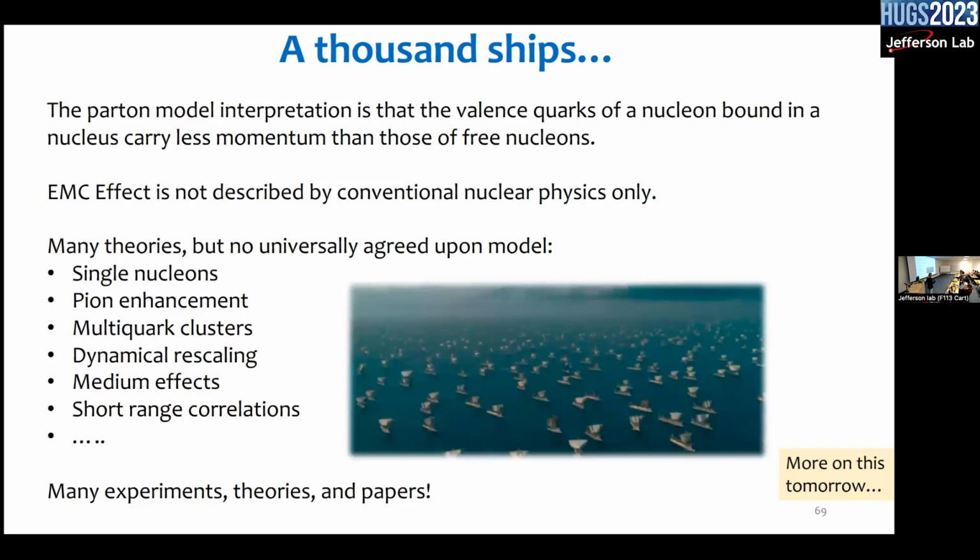The broad interpretation of this, that I don't think people disagree on, is that the parton model interpretation is that the valence quarks of a nucleon in a bound nucleon carry less momentum than those in a free nucleon. But the question is why? Nobody knows why. The EMC effect can't really be described with just conventional nuclear physics.